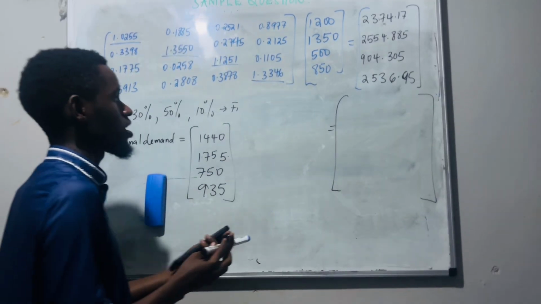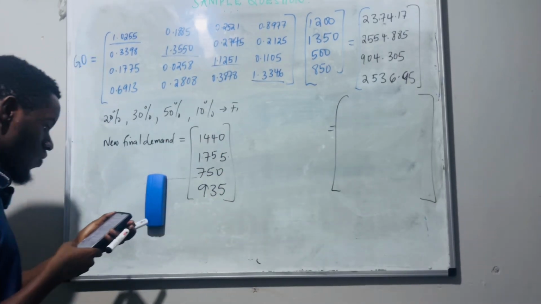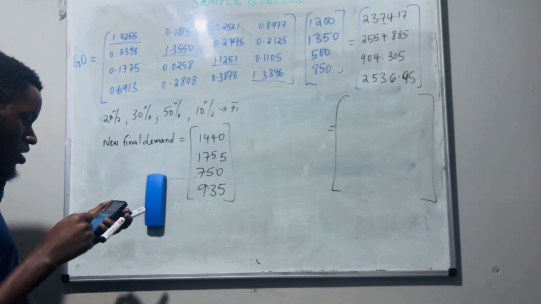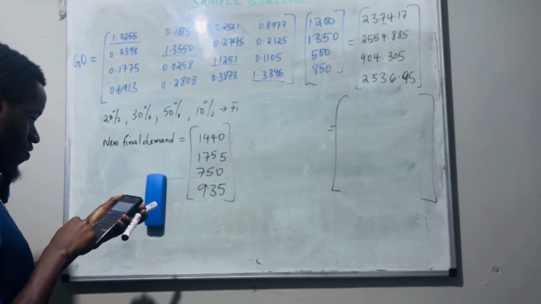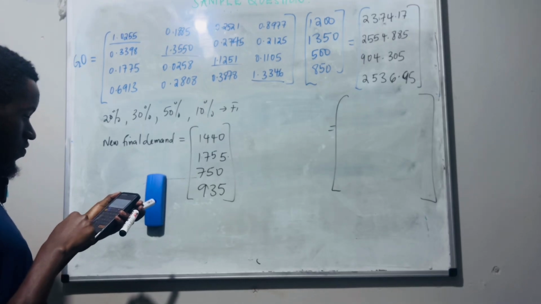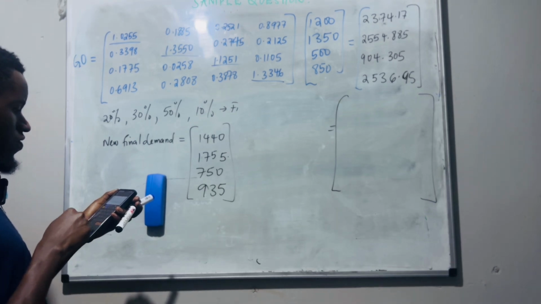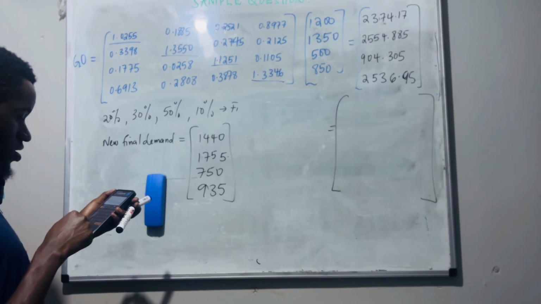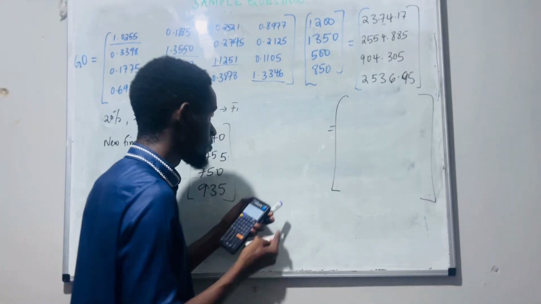Now let us do it again. I'm multiplying the inverse matrix times the new demand, and we see what we get as our answer. Now let us do it with ease. Let me just change here. I have 1440, then here I have 1755, then here I have 750, and then here I have 935.